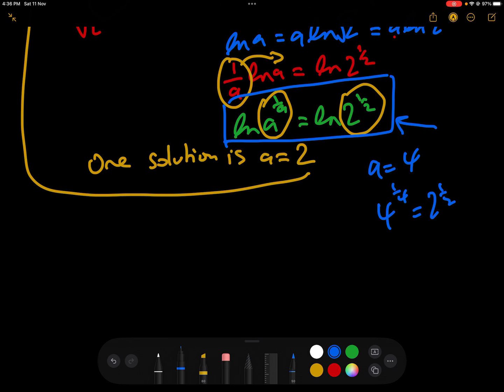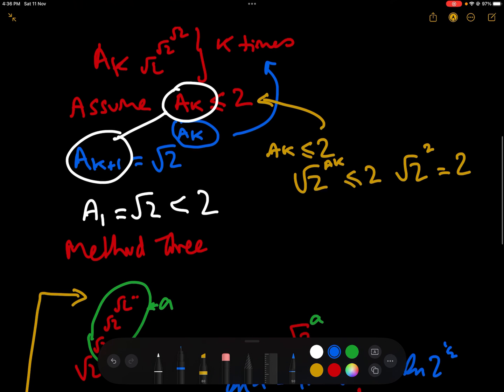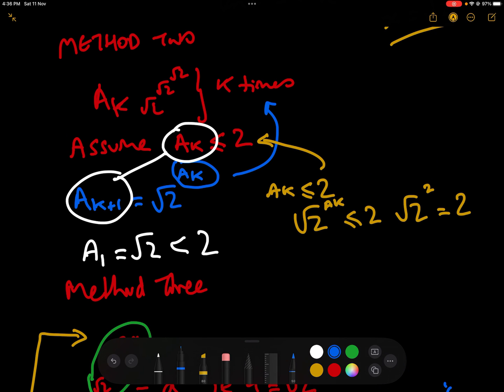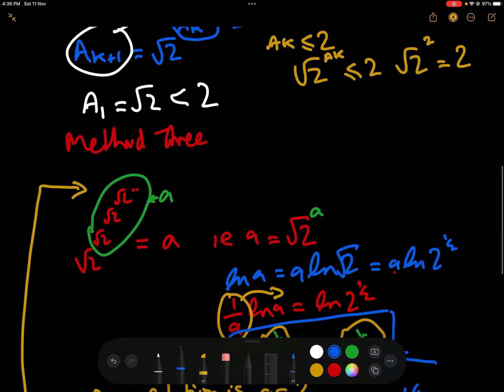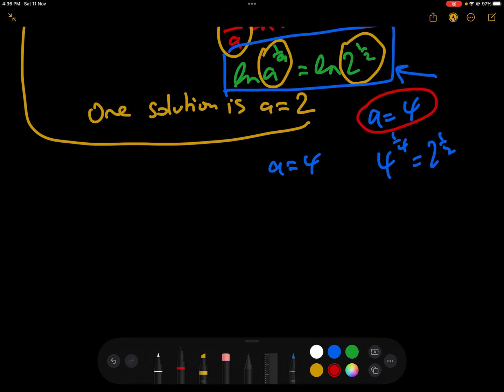So there is an alternative solution to this, which is a equals 4, but we know from method 2 that the infinite power tower must be less than or equal to 2. So in actual fact we can ignore the solution a equals 4, and therefore method 3 does give us the correct answer, that root 2 to the power of root 2 to the power of root 2, ad infinitum, equals 2.